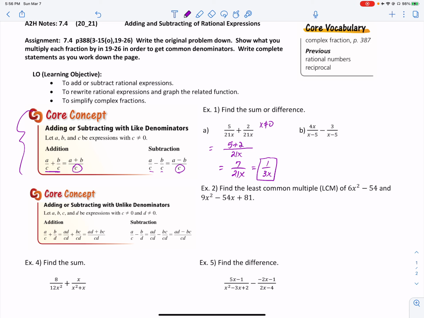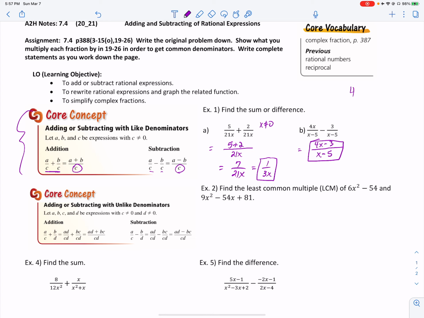All right, part B, we're subtracting, but again, we have a common denominator of x minus 5, so we keep the x minus 5, and we subtract the numerators. And now they have no common factors, and so that is the end answer.